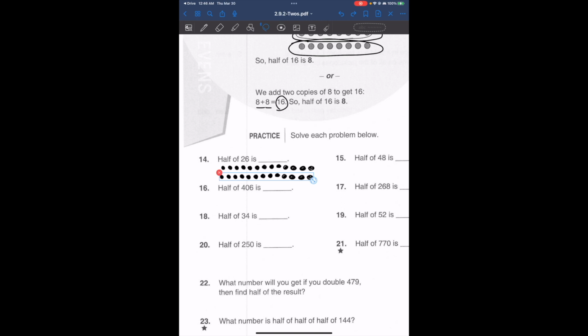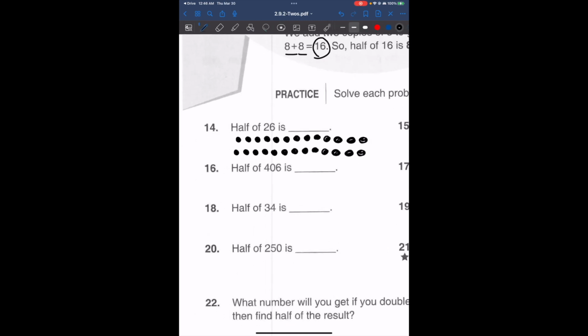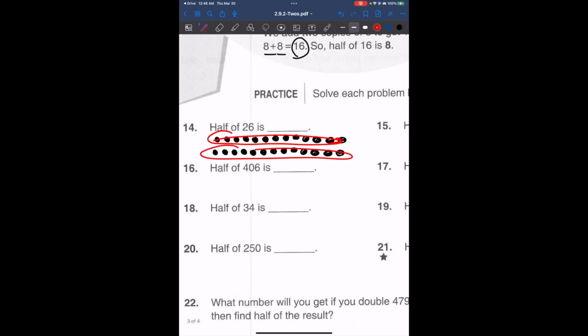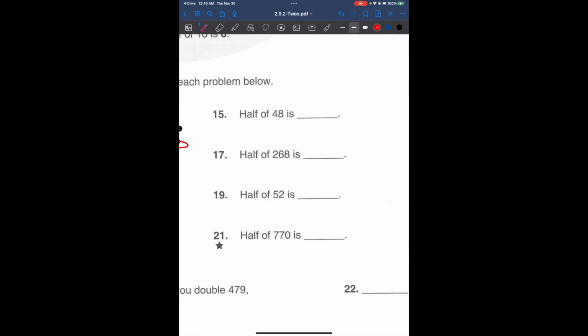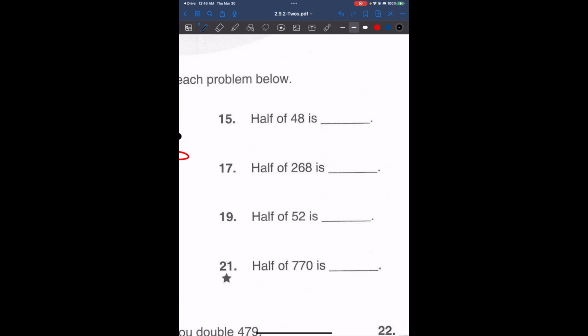So here we have 26 dots. Group it into 2, which basically is splitting into half. Each group has 13 dots, or 13 plus 13. So 2 copies of 13 gives us 26, so half is going to be 13. For half of 48, 24 plus 24. So 2 copies of 24 gives us 48. So half of 48 is going to be 24.